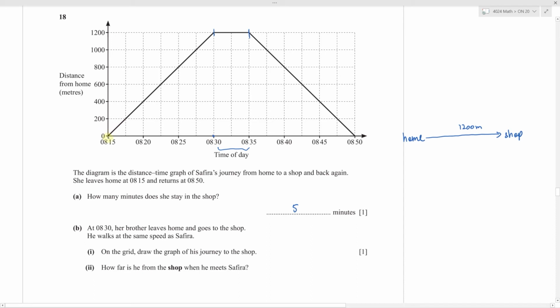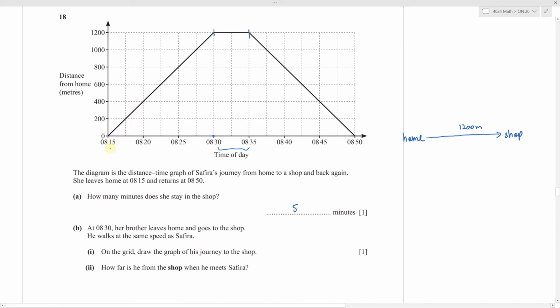So that means the gradient of her brother's journey will be the same as the gradient of this line because they have the same speed. So this is distance and time. The gradient of a distance-time graph is speed. Since the gradient is the same, I'll draw a straight line from 8:30 to 12:00 with the same gradient.